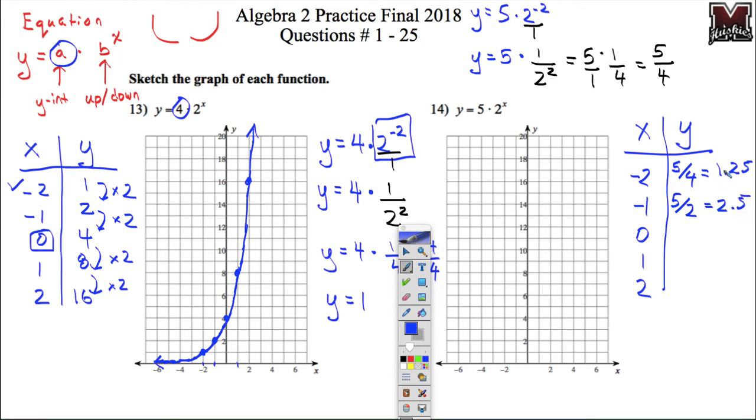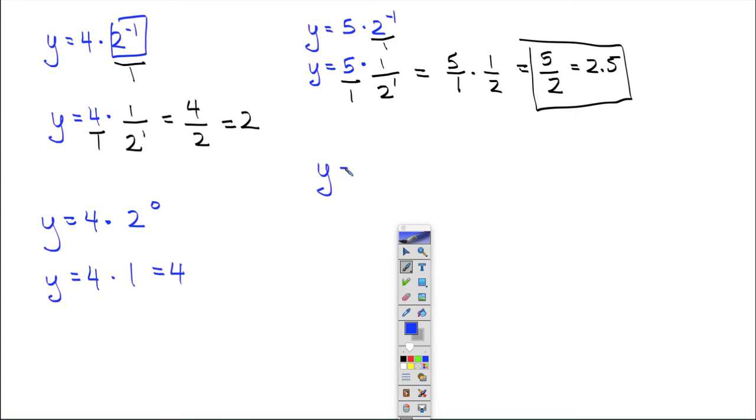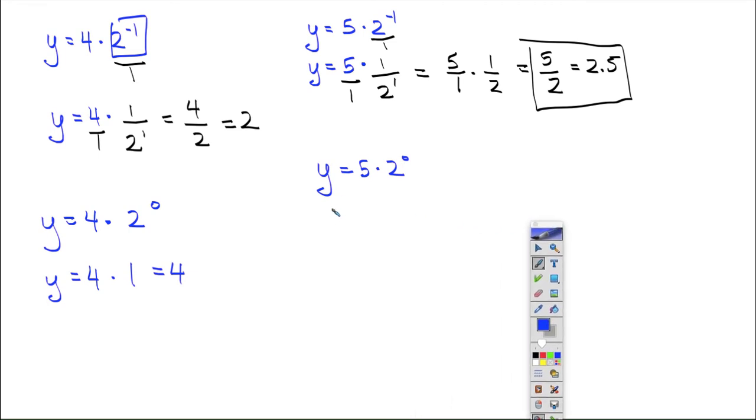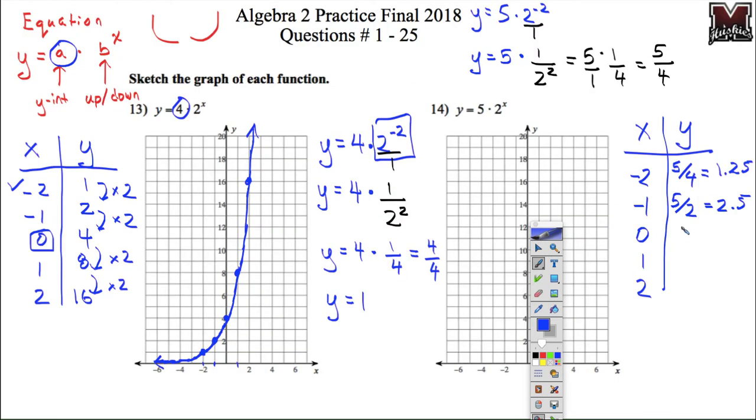So it might be hard to see a pattern. I can see a pattern, maybe you can too. I'm just going to do 0 to see if that pattern does hold true. So I'm going to come back over here. It's going to be y equals 5 times 2 to the power of 0. Anything to the power of 0 is, yes, you're right, it is 1. So it's going to be y equals 5 times 1, and 5 times 1 is 5. So we come back to our table and put 5 here.